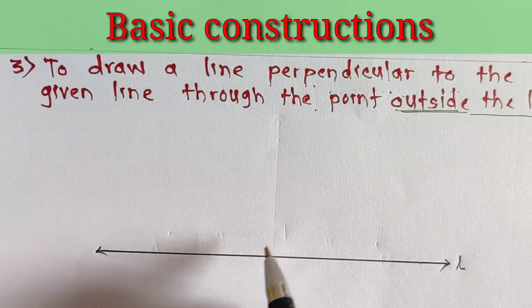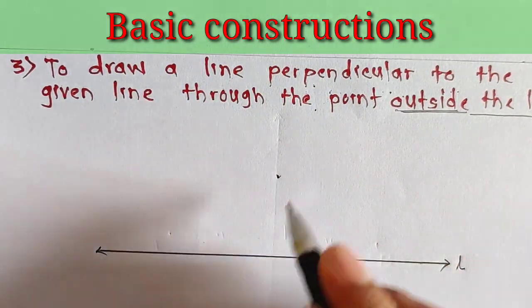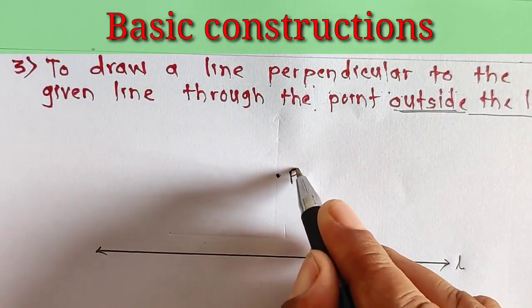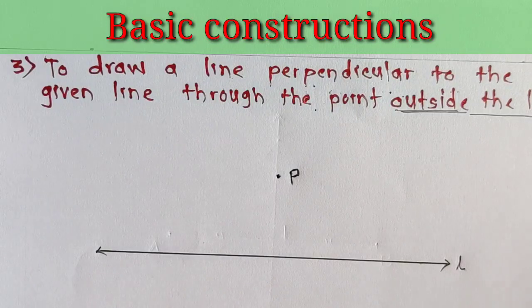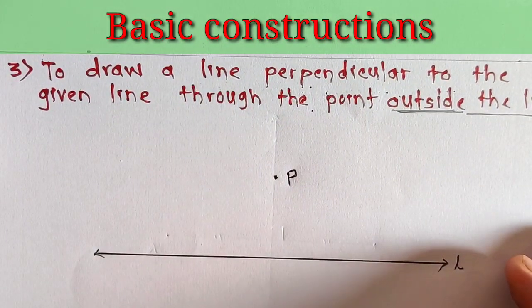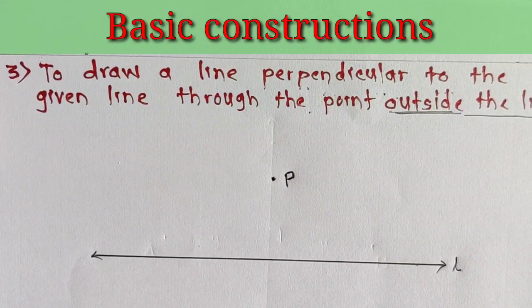Now point P is given outside the line L. Here it is the point P. P is given outside the line L. Then we have to draw the perpendicular to line L through point P, which is outside the line L. So what is the difference between the previous construction, second construction and third construction?